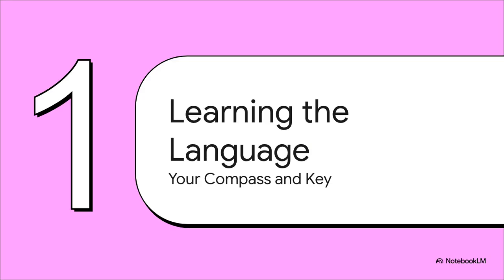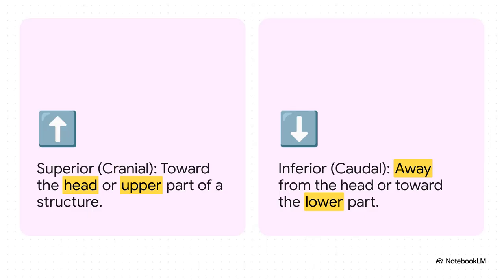Okay, so every map needs a key, right? A legend that tells you what the symbols mean. In anatomy, this means learning just a few key directional terms. It might sound a little intimidating at first, but trust me, it's actually a super logical system. First up, let's talk up and down. Superior just means towards the head, and inferior means towards the feet. So your nose is superior to your mouth, and your chin is inferior to your nose.